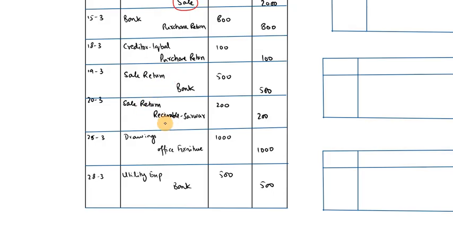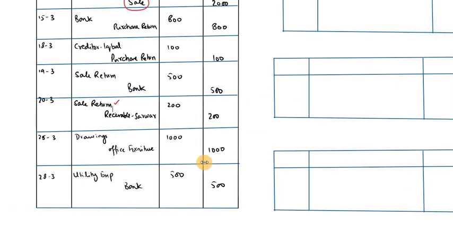This sale return is against the receivable, that is the server. So this is the credit sale, and the server returned goods to the business. So this is the sale return. We will record this 200 amount in our sale return day book. In the sale return day book we will record the date of transaction, 20th March, and the amount is 200.